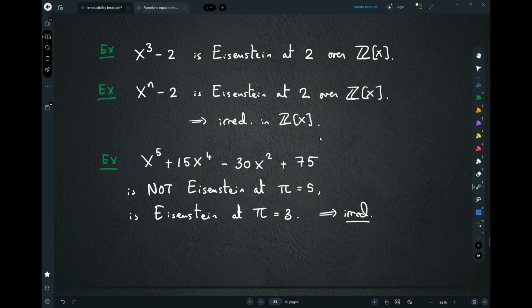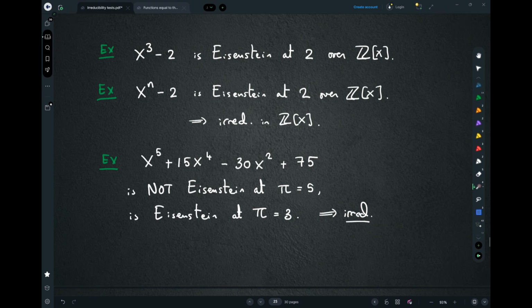Great, so let's see some examples. For example, x cubed minus 2 is Eisenstein at 2. It's an Eisenstein polynomial at 2 over the integers because 2 is an irreducible, and 2 divides every coefficient, and 2 does not divide, or 4 does not divide the constant term. Similarly, x to the n minus 2 is Eisenstein at 2, and therefore is irreducible over the integers for any n bigger or equal to 1.